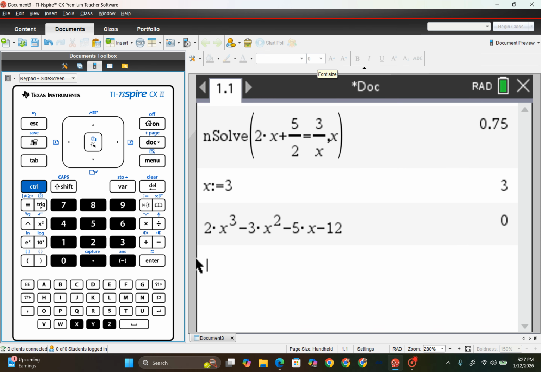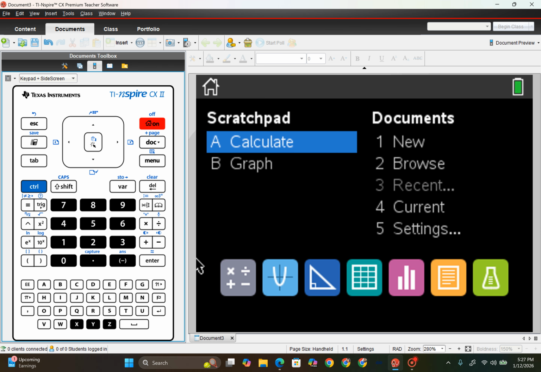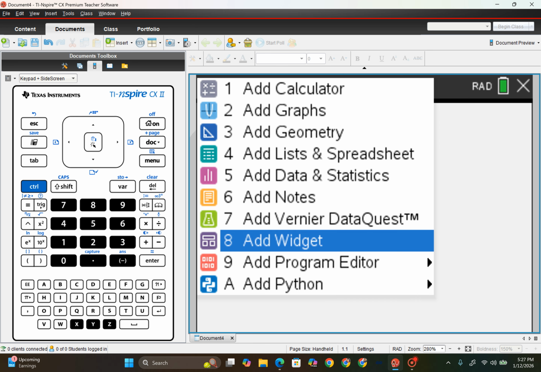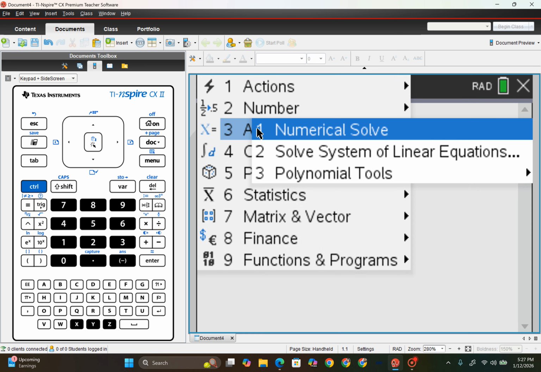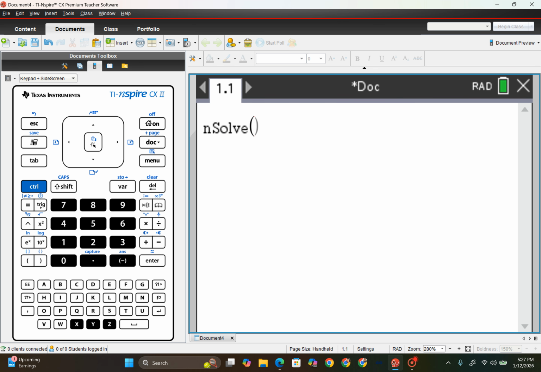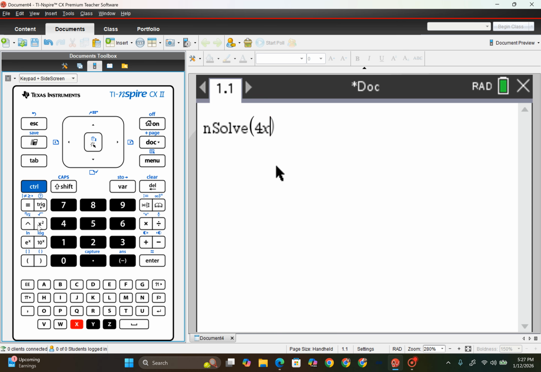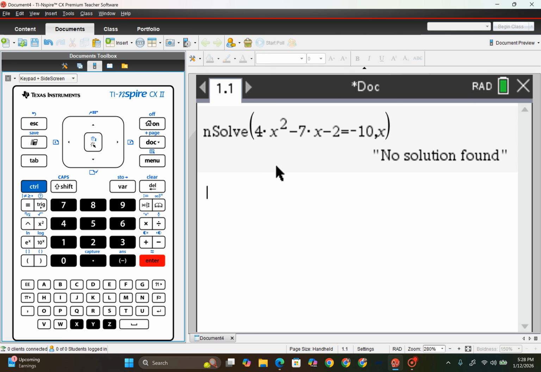All right. So just like always, I'm going to go ahead, hit new, just to give me a fresh start. So I'm going to do menu, option number 4, numerical solve, and I'm going to type in our function. So our function is 4x squared minus 7x minus 2 equals negative 10. And then we put our comma and x, and then we hit enter. So this one says no solution found.